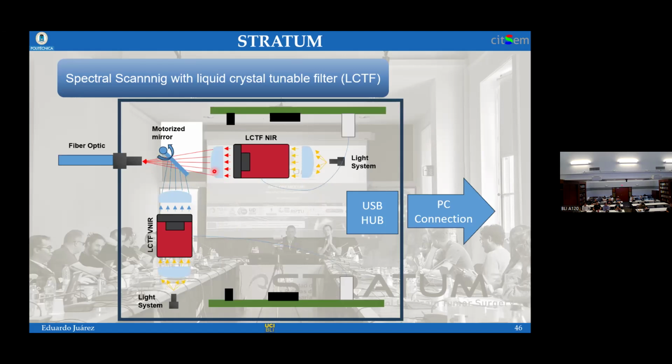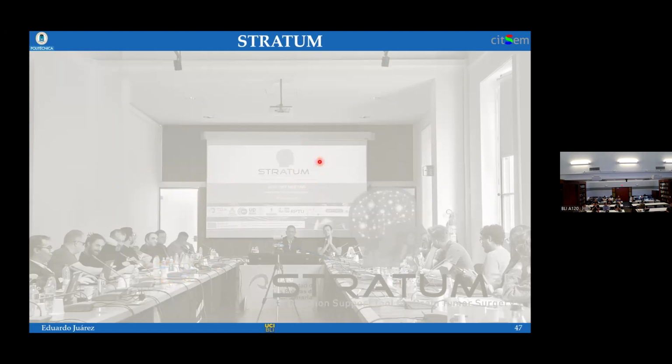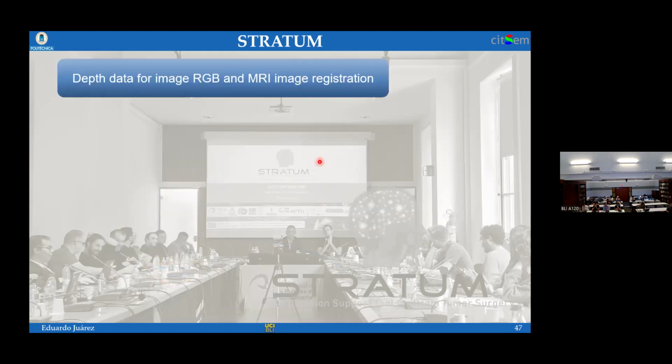Since we have the visible and the near infrared, we use a couple of them, with the visible light source and with the near infrared light source. Also, the proposal is to use depth information to register the hyperspectral images with the RGB images we are getting and with the MRIs, right?